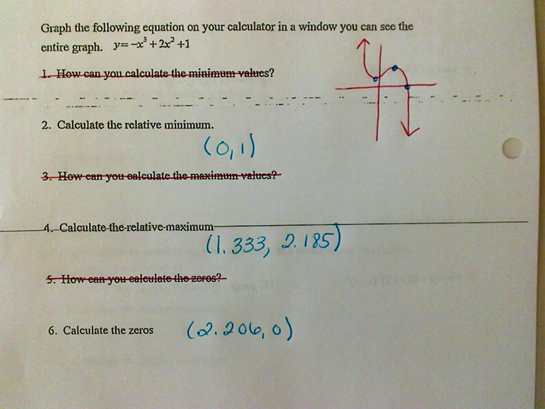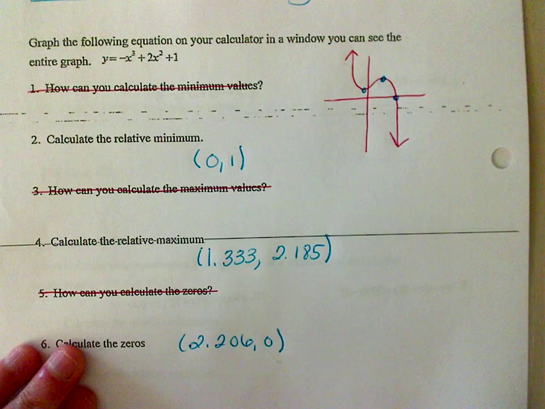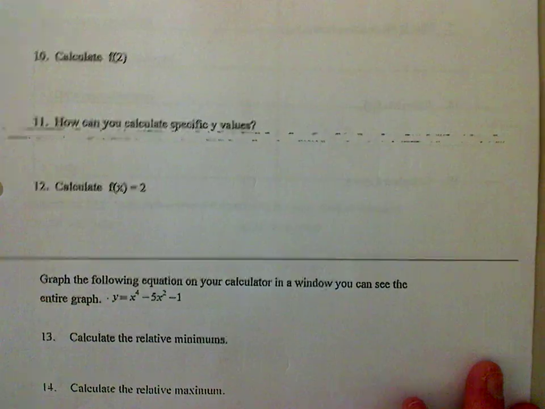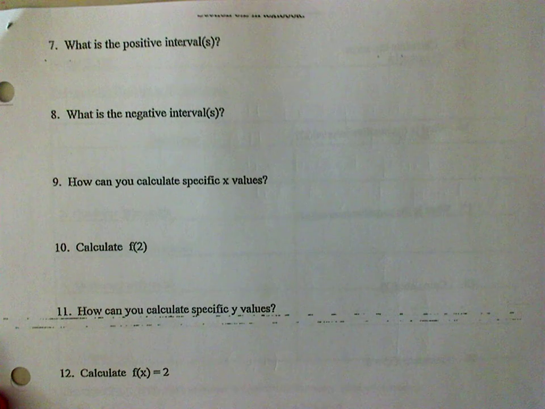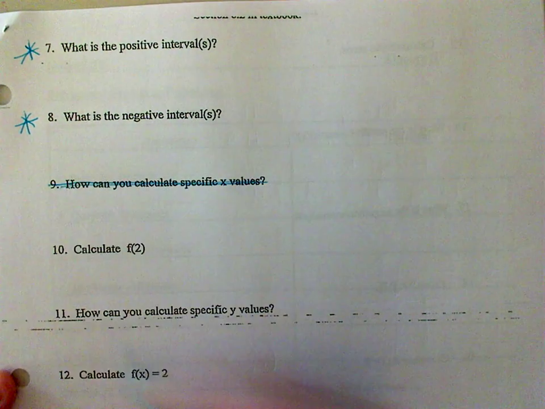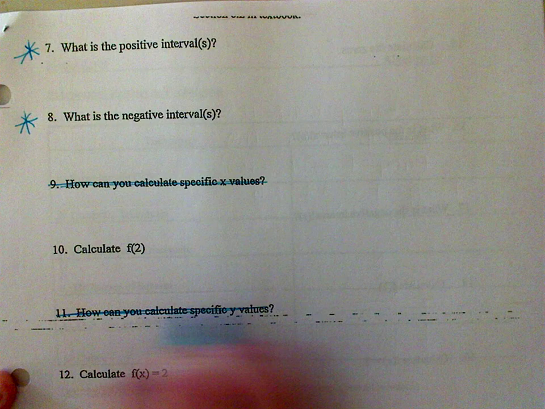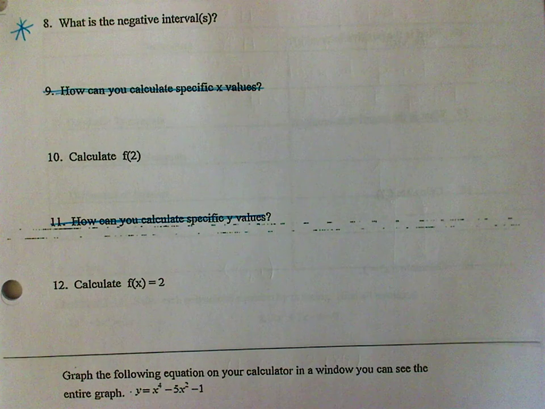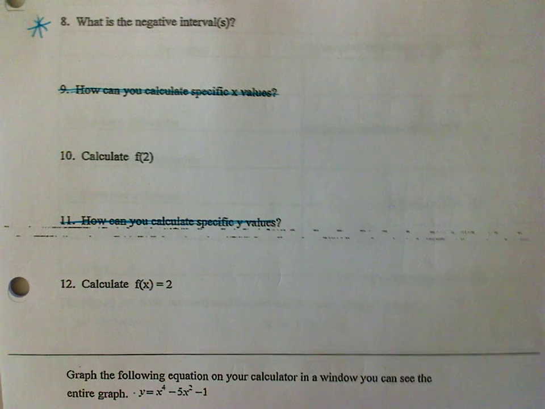Okay, let's move on to the next page here. All right, we'll talk about 7 and 8 in a second. That's the new stuff. I'm not going to answer the how questions. Let's do 10 and 12. Now, we have done this before. The only new thing, I guess, would be 7 and 8.